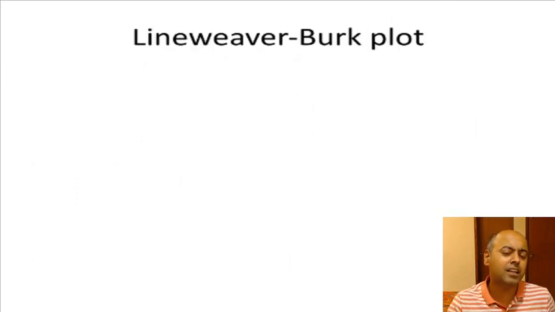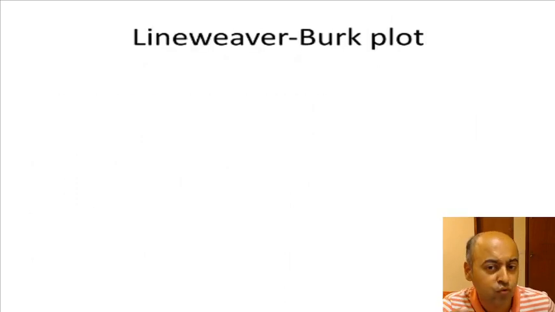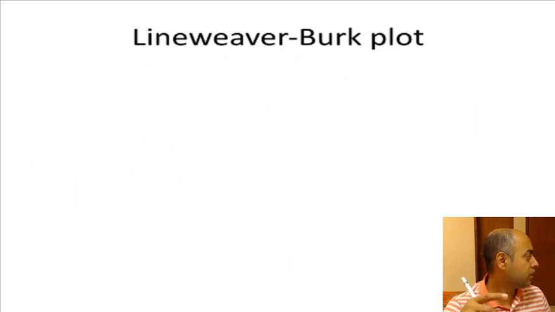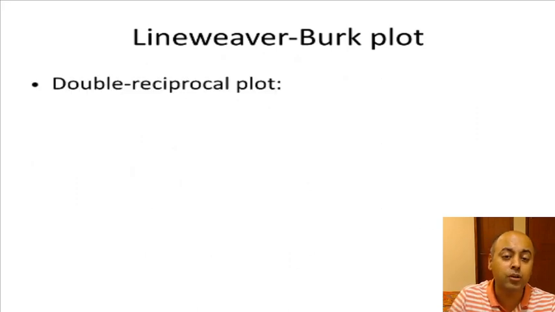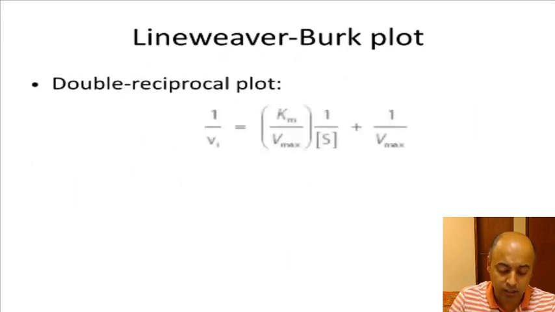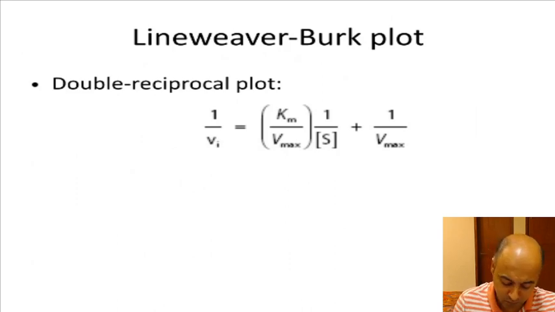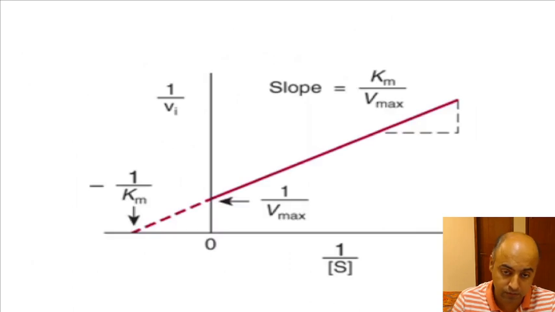But the Michaelis-Menten equation is not used for comparison because there is a curve in the graph. For comparison, we use a different graph called the Lineweaver-Burk plot, also known as the double reciprocal plot. The equation for the double reciprocal plot is given on your screen. Please make note of this. On the left side, we have 1 upon Vi, the reciprocal of Vi. On the right side, we have Km upon Vmax into 1 upon substrate concentration, plus 1 upon Vmax.